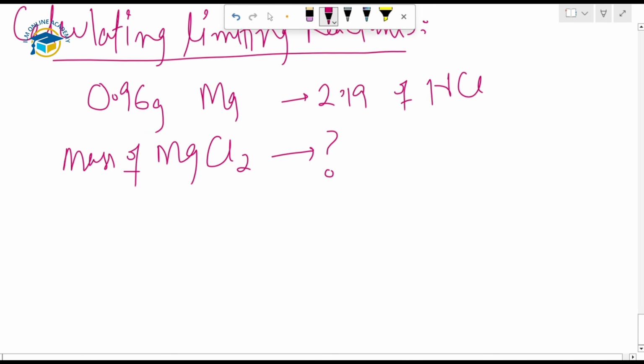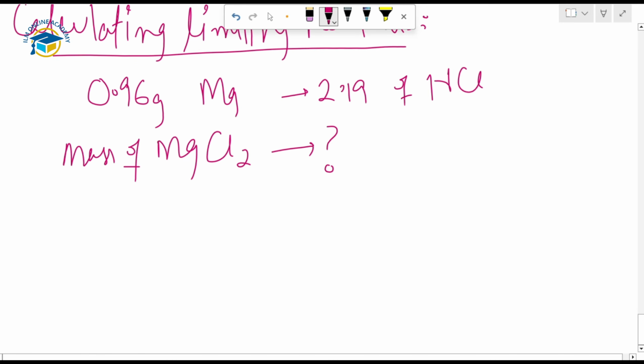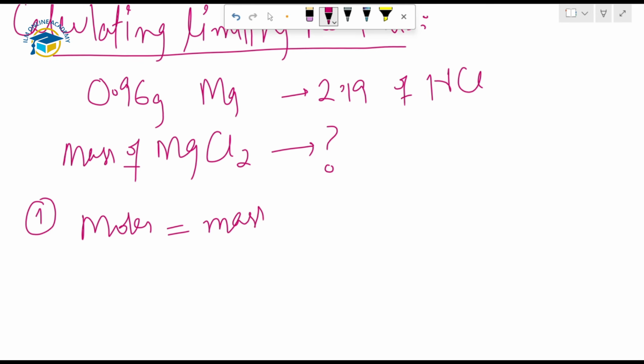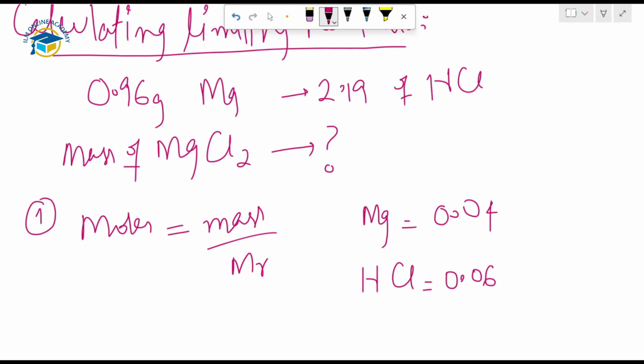For that we have some steps. The first step is to work out the moles for both the reactants. For the moles, you can use the simplest formula, moles equals mass over molar mass. So you can easily find out the moles of both. By putting the values in, we have the moles of magnesium as 0.04, and the moles for hydrochloric acid will be 0.06. So this is the first step for calculating the limiting reactant from any chemical reaction.